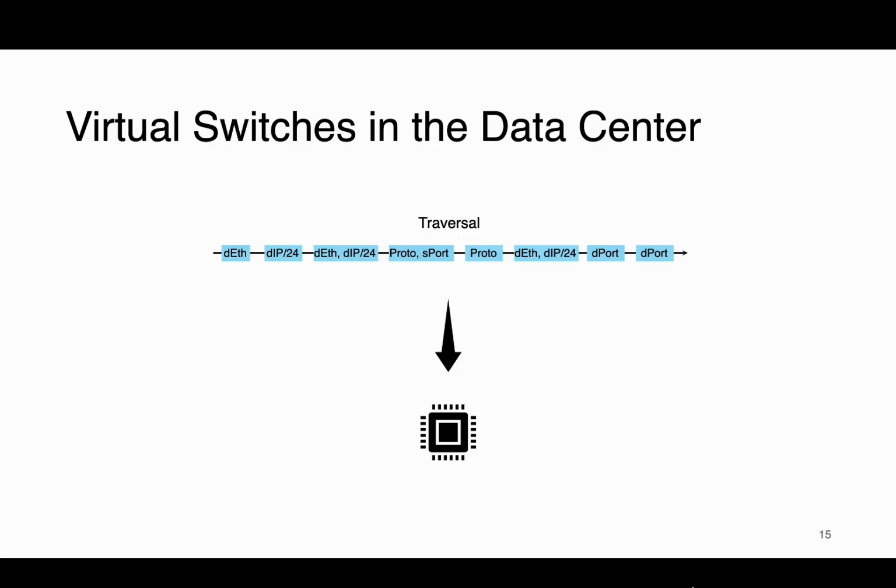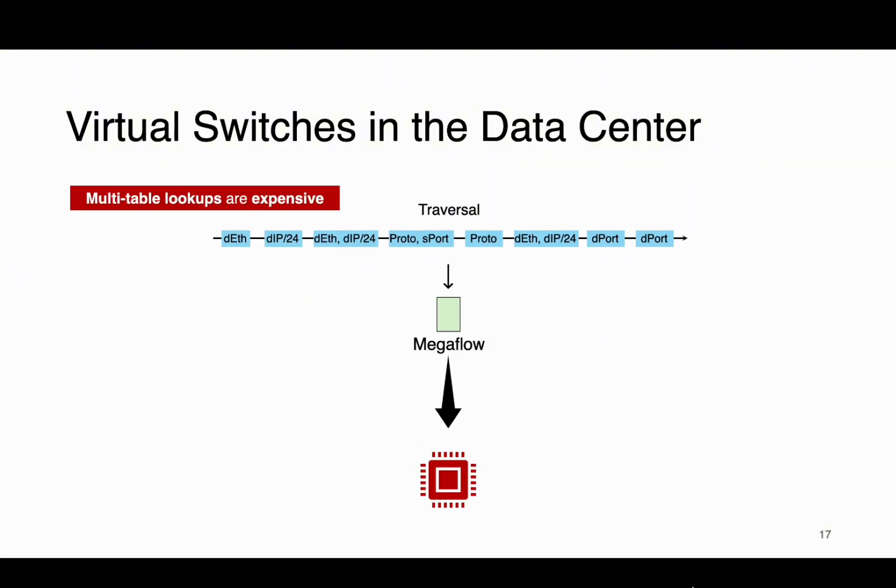At the time of their inception, the target architecture of virtual switches was CPUs, where multi-table lookups were quite expensive. So, as a performance optimization, caching was introduced. Now, only the first packet visits the virtual switch pipeline, where its traversal is then used to generate a cache entry and installed in a Megaflow cache table. Subsequent packets perform a lookup in the Megaflow cache table and bypass the vSwitch pipeline.